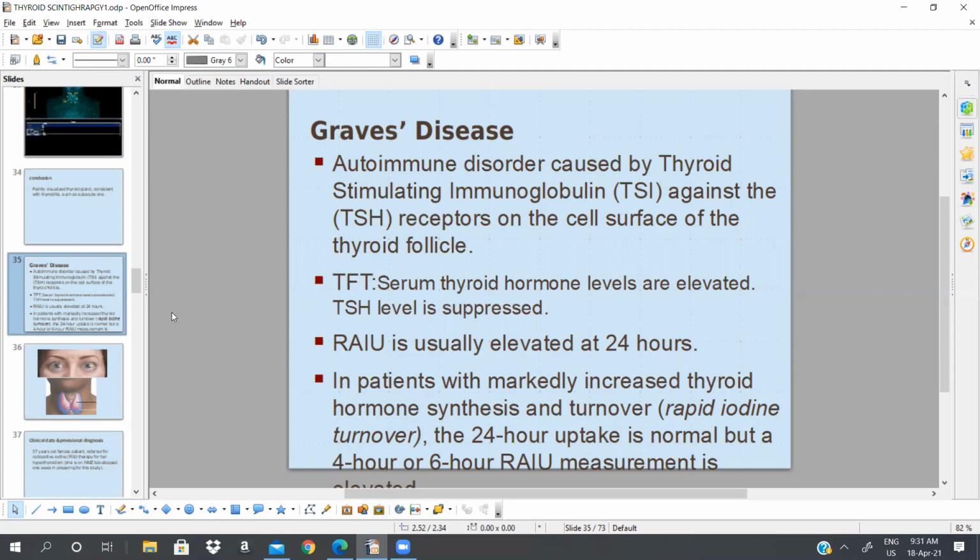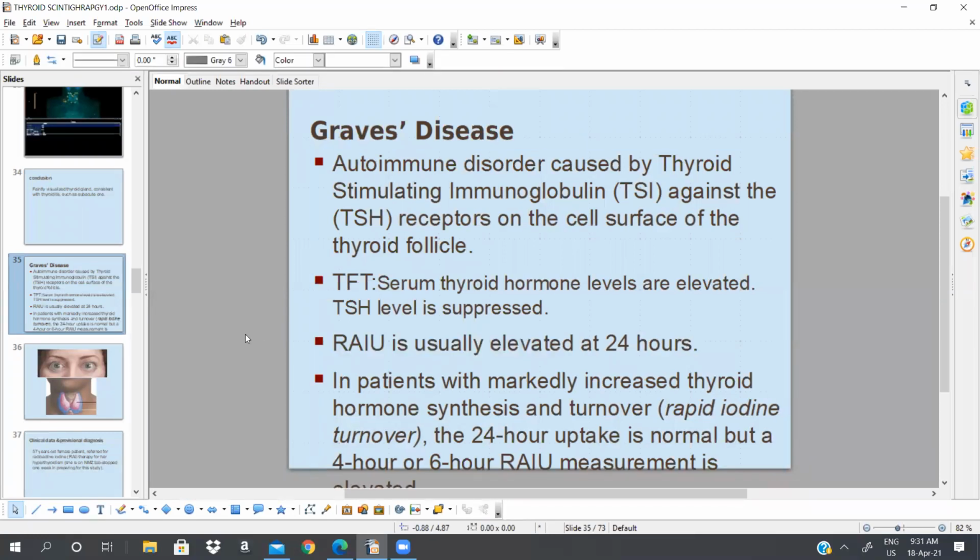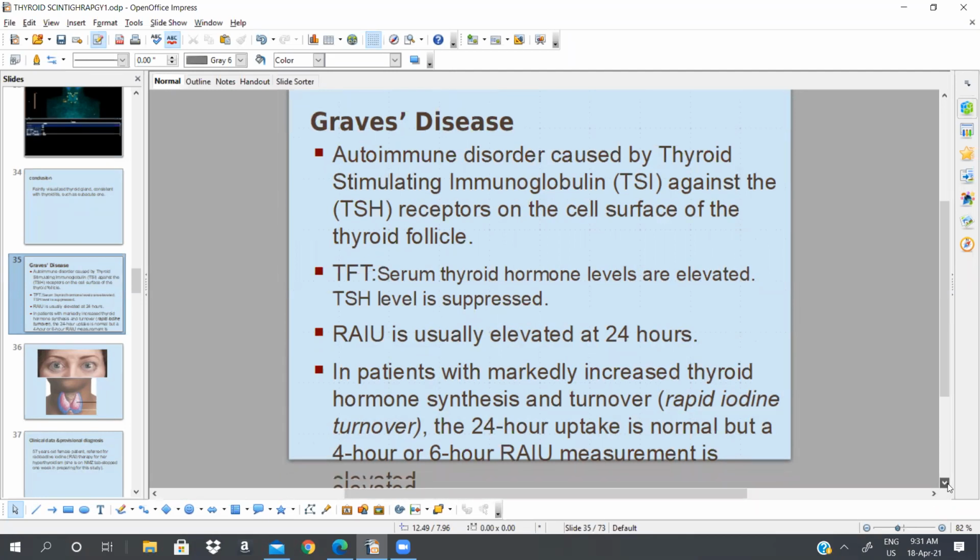And the radioactive iodine uptake is usually elevated at 24 hours. Also, it will be elevated on the technetium generator. A patient having markedly increased thyroid hormone synthesis and turnover, they call it rapid iodine turnover. The 24-hour uptake is normal, but the 4 or 6 hour radioactive measurement is elevated. This is because of the high turnover inside the gland.